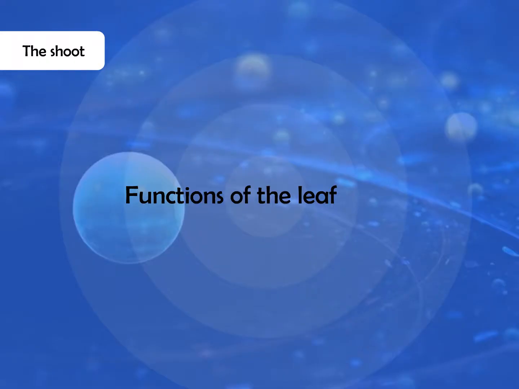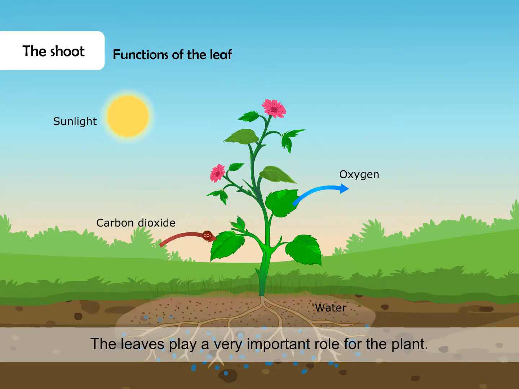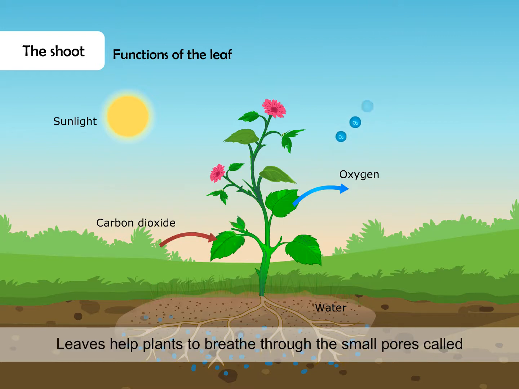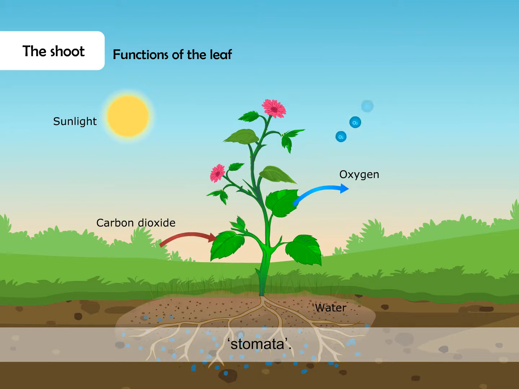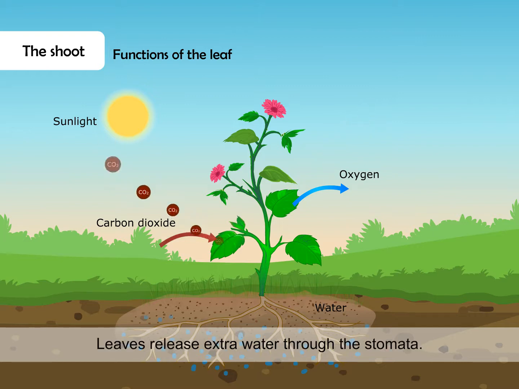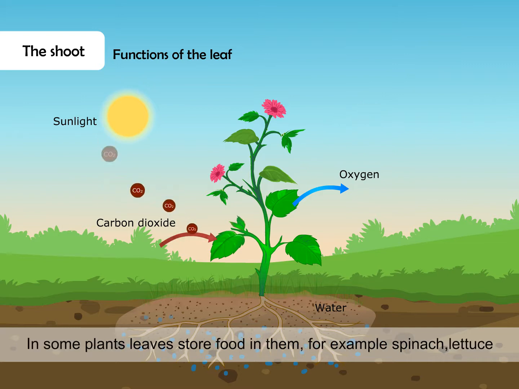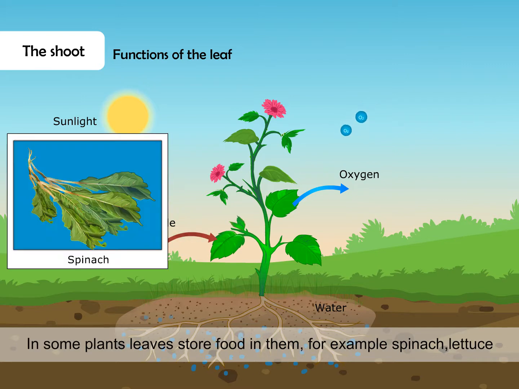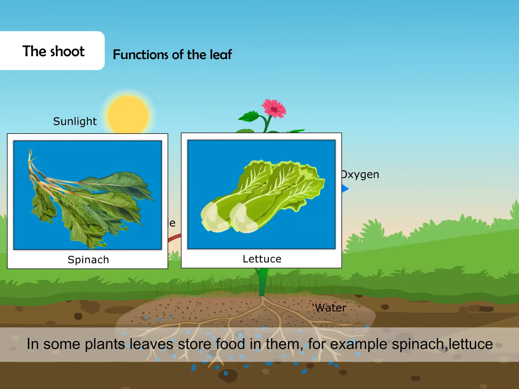Functions of the leaf. The leaves play a very important role for the plant. Leaves make food for the plant. Leaves help plants to breathe through the small pores called stomata. Leaves release extra water through the stomata. In some plants, leaves store food in them. For example, spinach, lettuce and cabbage.